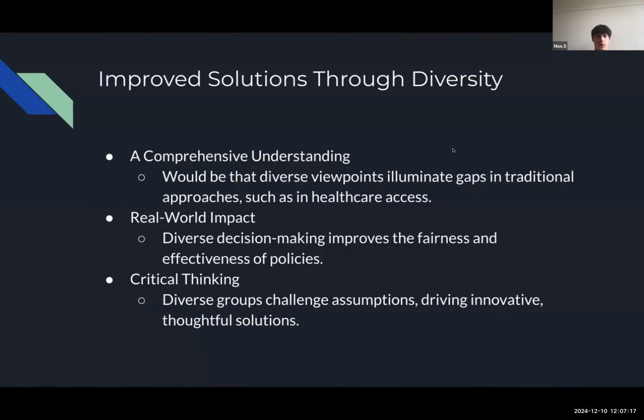Improve solutions through diversity. Comprehensive understanding: diverse viewpoints illuminate gaps in traditional approaches, such as in healthcare access. Real world impact: diverse decision-making improves the fairness and effectiveness of policies. And critical thinking: diverse groups challenge assumptions, driving innovative and thoughtful solutions.